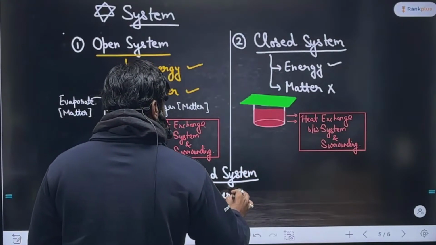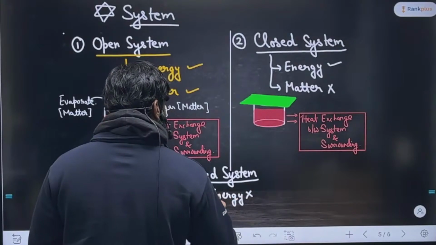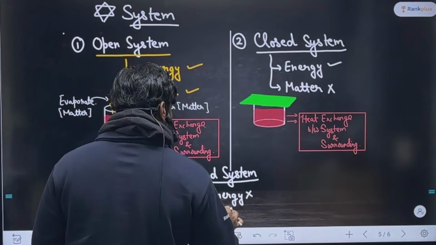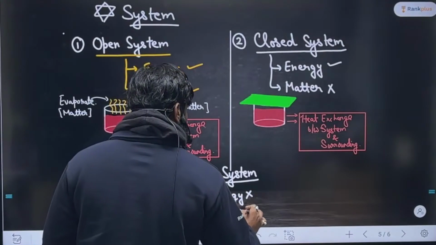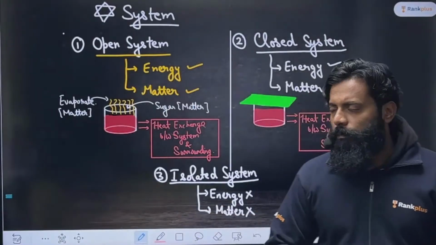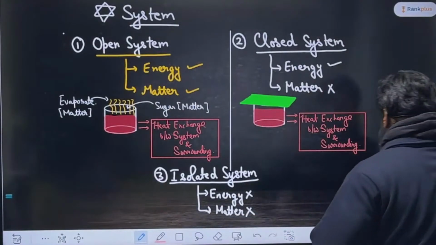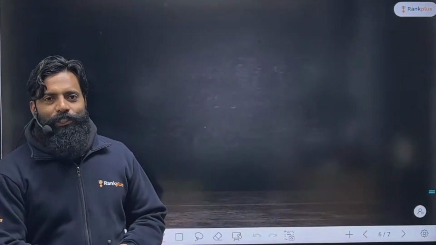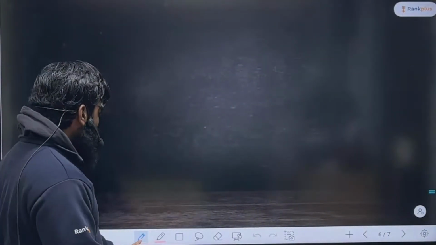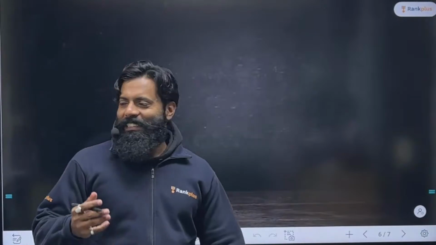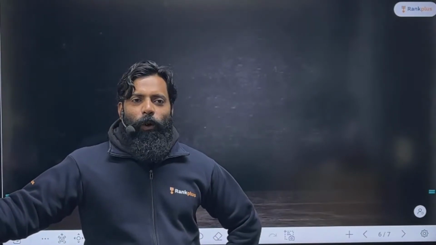Energy can't be exchanged, matter can't be exchanged. Okay, that's all. Now, once the system is clear, we must be looking forward to the zeroth law. There is a very nice story around why this law is known as the zeroth law.